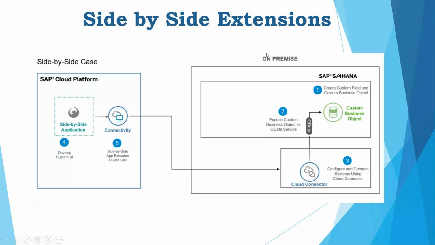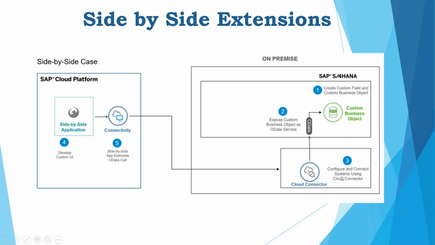Right. So now what are side-by-side extensions? Everyone is talking about in-app and side-by-side extensions in public and private cloud. We discussed in-app extensions, and side-by-side extensions means you have an application, whether it is an on-premises system, public cloud or private cloud, where you have created custom fields and a custom business object. That is published as OData, and that OData you are consuming in SAP BTP and building a Fiori application, using the cloud connector. This is one of the use cases of side by side.